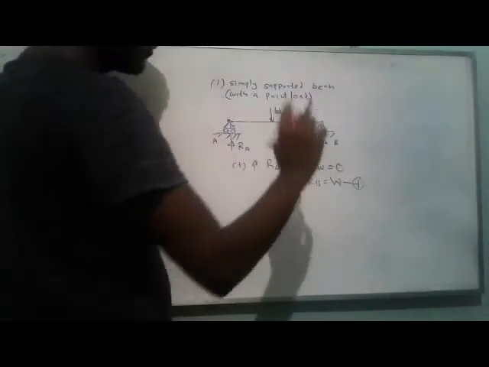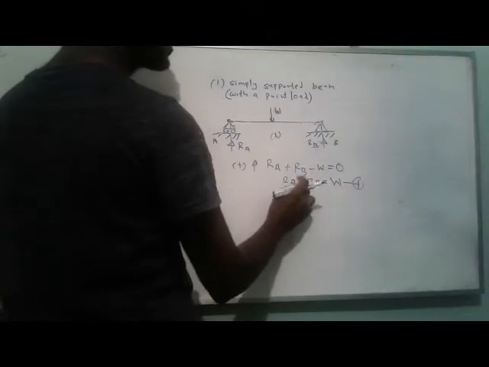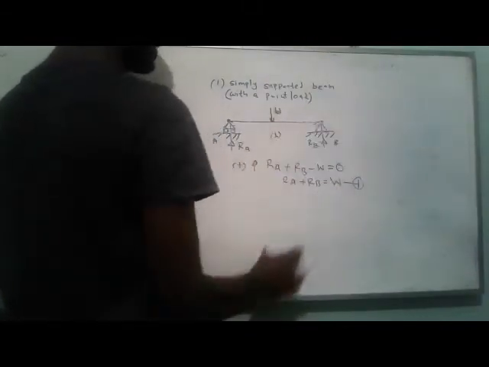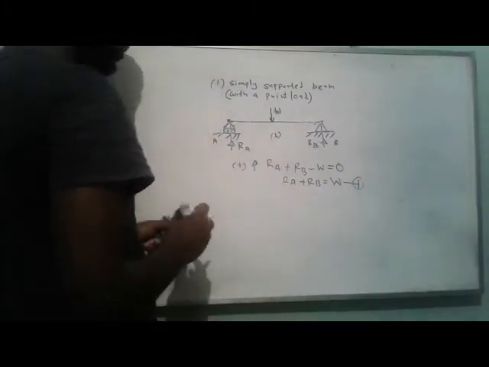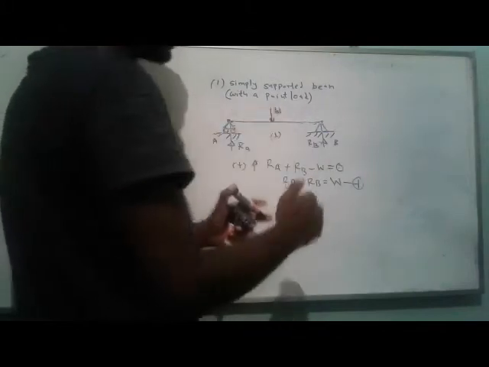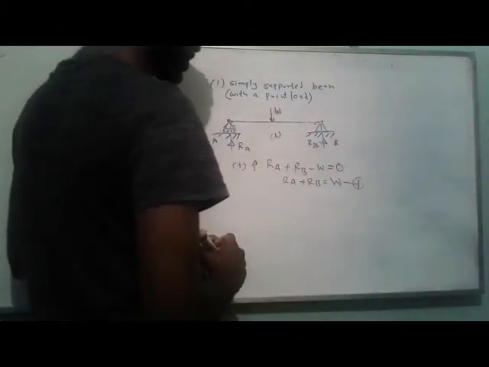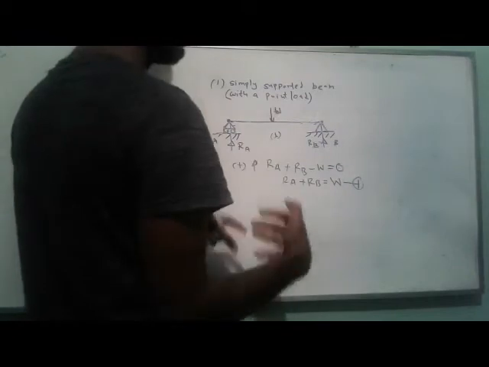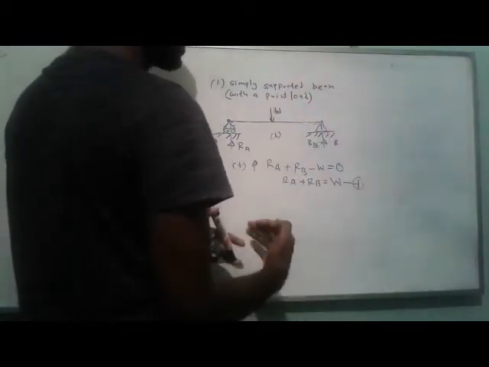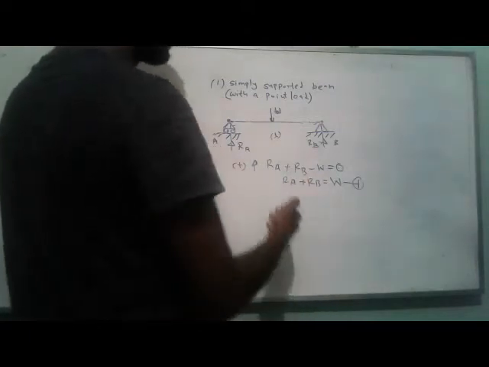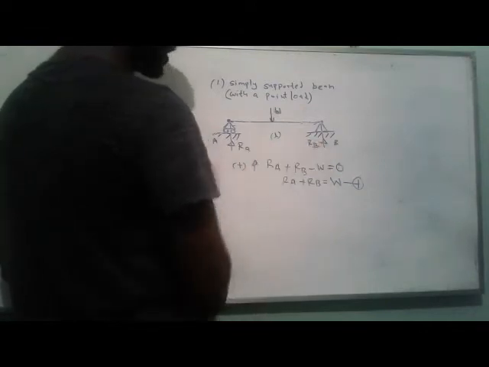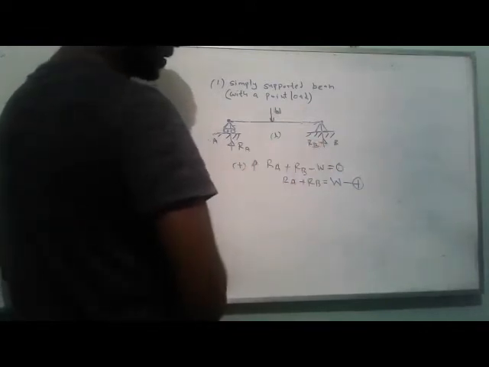Therefore, you should have two equations to solve for RA and RB. You know, in mathematics, if you have three unknowns, you should have three equations. If you have four unknowns, you should have four equations to find out those unknowns. Here you have two unknowns, therefore you should have two equations. Now you have got one equation here.